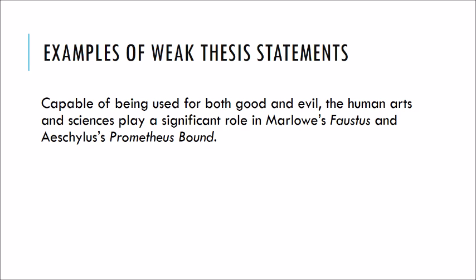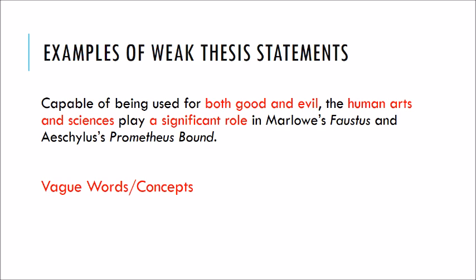All we can argue is what we see in the text when we read it. Capable of being used for both good and evil, the human arts and sciences play a significant role in Marlowe's Faustus and Aeschylus's Prometheus Bound. I actually have a personal soft spot for this example of a weak thesis. It is extremely vague in numerous places. So first, and perhaps most obviously, is our danger word significant. It's playing a significant role. So how is a significant role being played? What exactly is going on there that's worth noting and calling it significant?